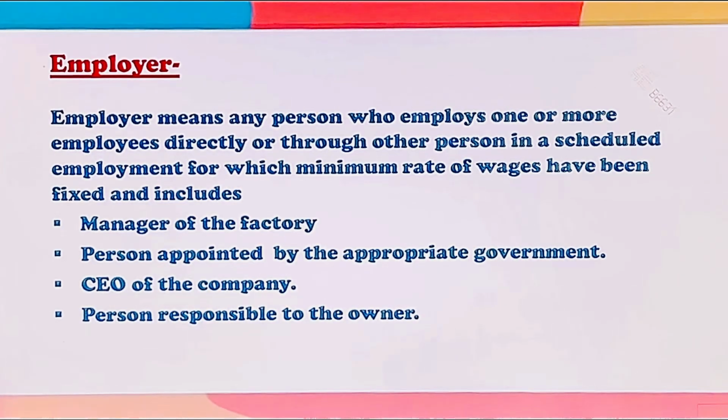और एम्प्लॉयर की डेफिनेशन में कौन कौन इंक्लूड होता है? मैनेजर ऑफ द फैक्ट्री, person appointed by the appropriate government, CEO of the company, and person responsible to the owner. ये सभी लोग एम्प्लॉयर में आएंगे अंडर मिनिमम वेजेस एक्ट 1948.